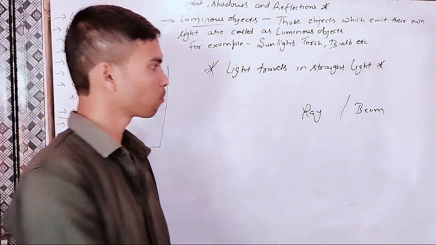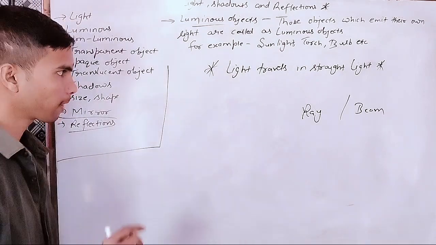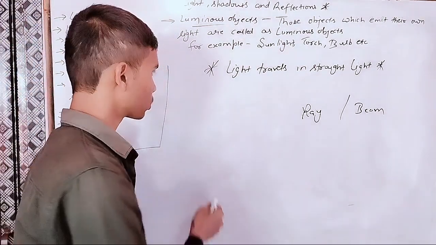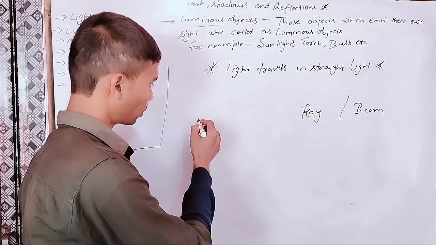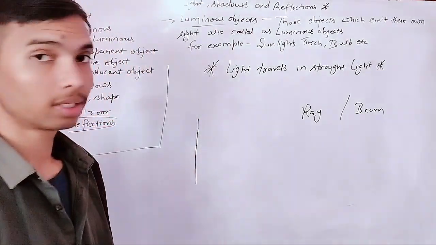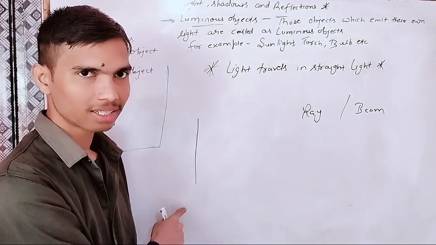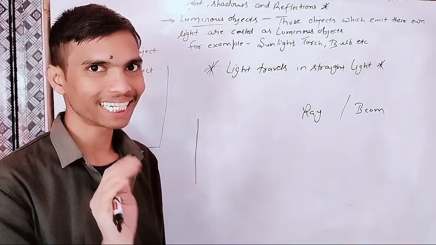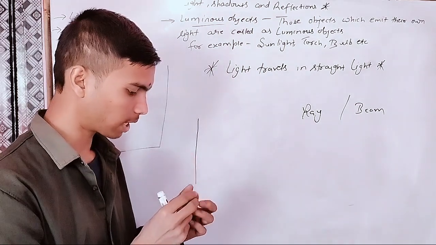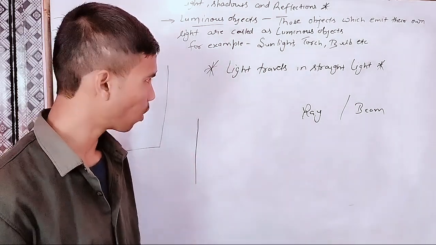So here it is saying light is coming from a source of light. It is in one direction, like this. This is the shape of a ray of light. So we have one ray of light.